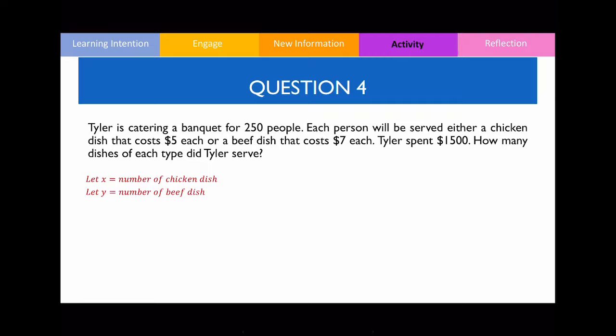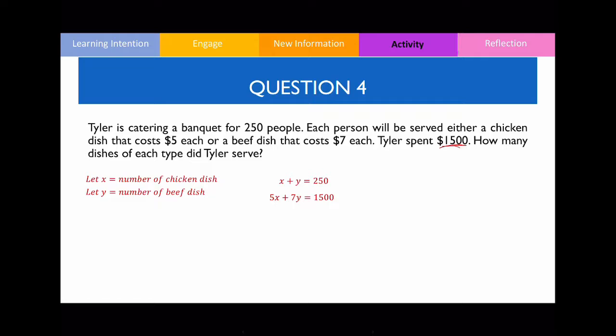In this case over here, it's saying that you're serving 250 people in a banquet, so for a feast. So in this case, it makes sense that the number of chicken dishes and the number of beef dishes in total should be equal to 250, assuming that each person has one dish. So therefore, x plus y is equal to 250. But you can also write another equation that's related to the cost, because it does tell you that he spent $1,500 and they've given you the cost of each individual dish. So therefore, it should be 5x plus 7y is equal to that.